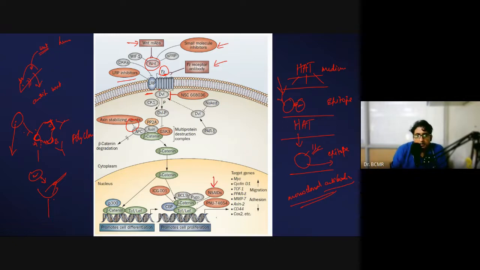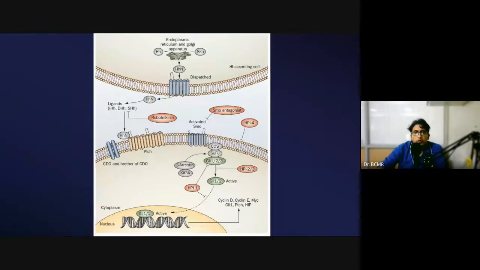There are several compounds that are being tested, and many of them might be in clinical trials. Similarly, for hedgehog signaling, there is robotnikinin. Some of them are antagonists against Smoothened so that it doesn't function. And there are some other compounds like this. As I said, we don't have to really mug up these things.